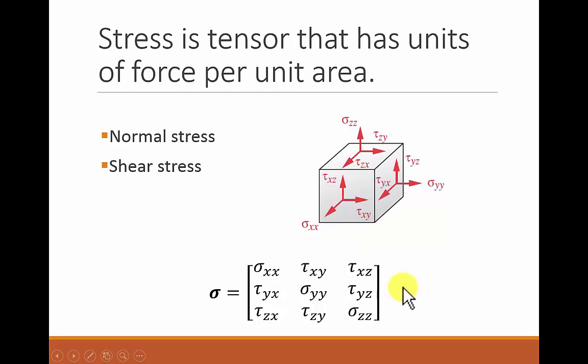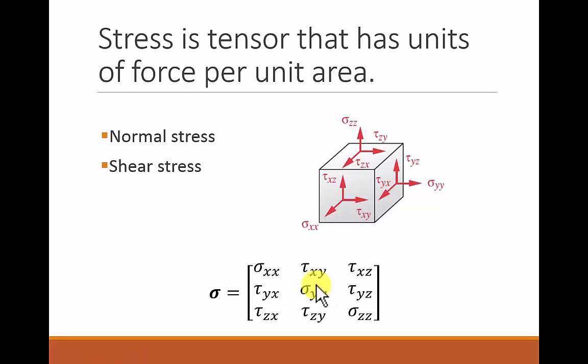So that means that although there are 9 values in this matrix, there's really only 6 unique values. We have our 3 diagonal values that are the normal stresses. Those are unique. And then tau xy is going to be equal to tau yx by definition of the physical space. Tau xz will be equal to tau zx. And so the off diagonals are repeating, and so only 6 values are needed to define the stress tensor.